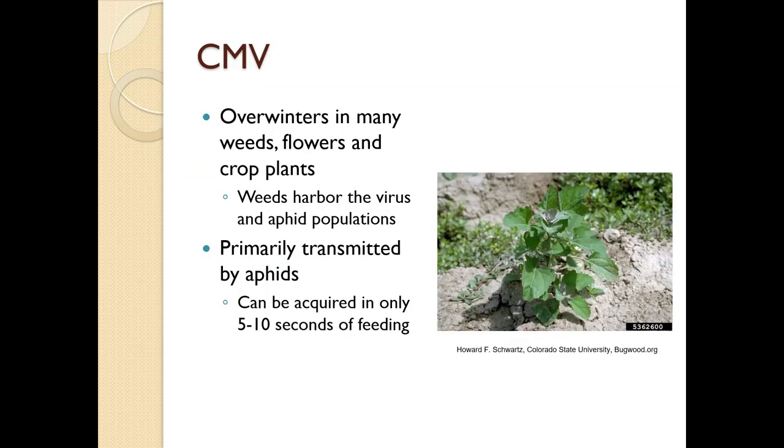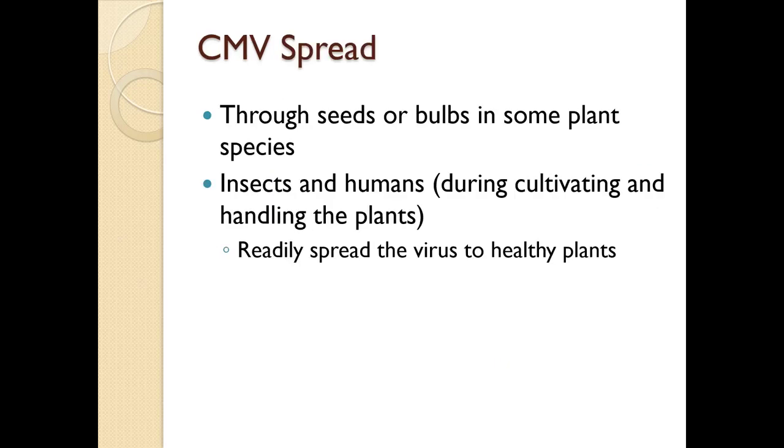So it overwinters in many weeds and flowers and crop plants. So weeds harbor the virus in aphid populations. So this is lamb's quarters. So it's primarily transmitted by aphids, and they can acquire it in only 5 to 10 seconds of feeding. It can also be spread through seeds or bulbs in some plant species. Insects and humans, during cultivating and handling of plants, they readily spread the virus to healthy plants.